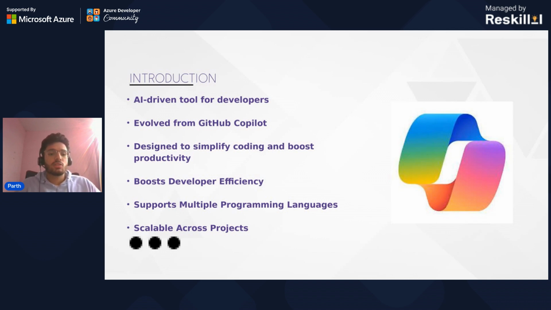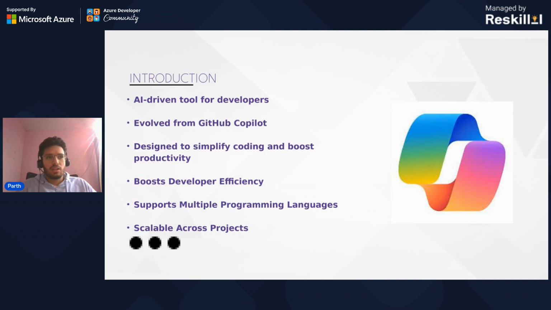So the introduction to Copilot Studio goes like, first of all, it is an AI-driven tool for developers. GitHub Copilot, if you have heard about that, is an AI tool which basically helps in the betterment of coding and also AI-enhanced coding. So GitHub Copilot is embedded in Copilot Studio. That's what the second point is about, evolved from GitHub Copilot. And apart from that, it is designed to simplify coding and boost productivity.